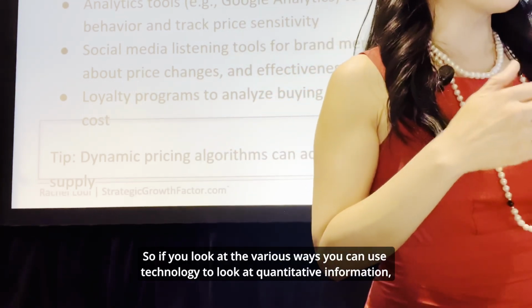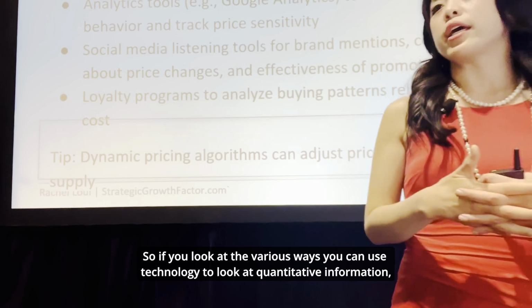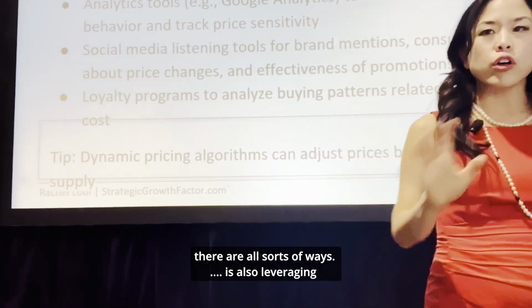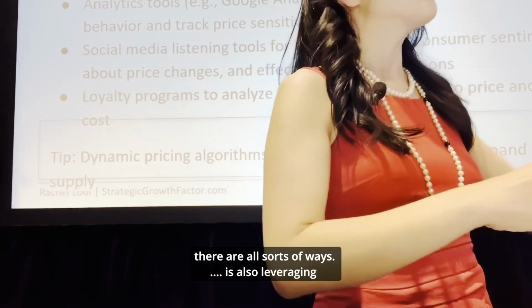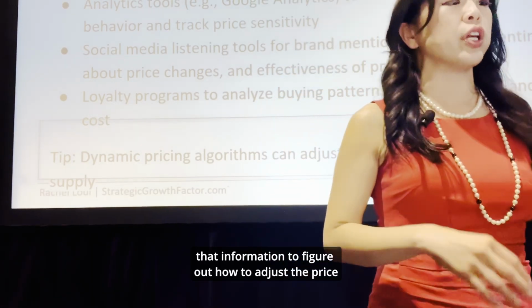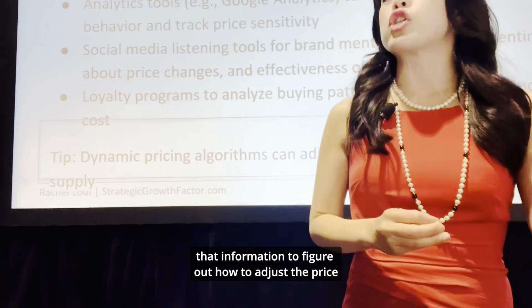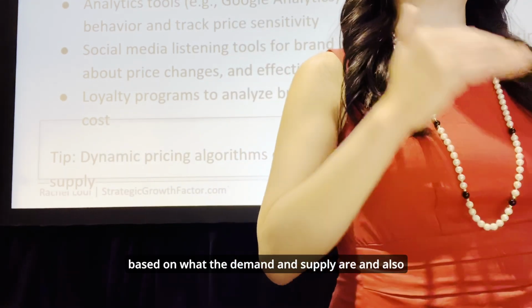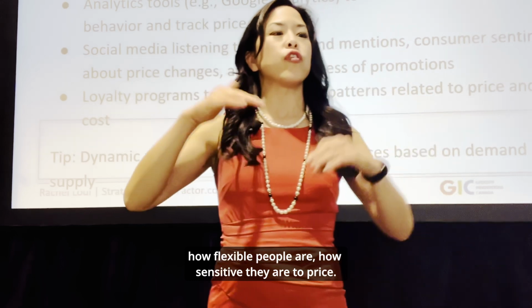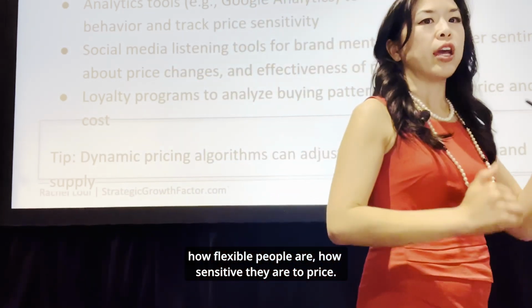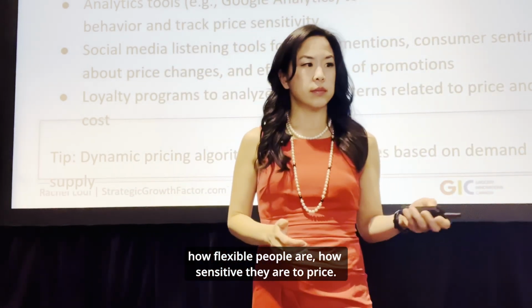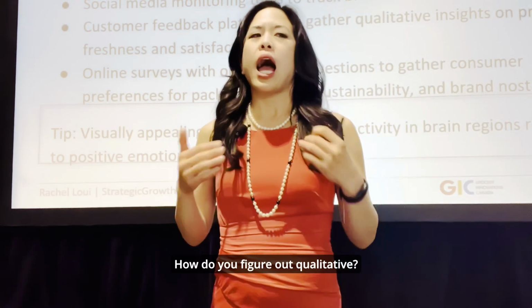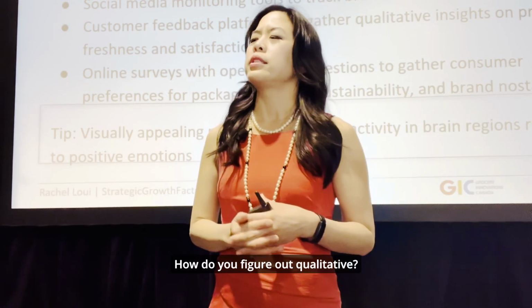So if you look at the various ways you can use technology to look at quantitative information, there are all sorts of ways. A tip is also leveraging that information to figure out how to adjust the price based on what the demand and supply are, and also how flexible people are, how sensitive they are to price. So that's quantitative. How do you figure out qualitative?